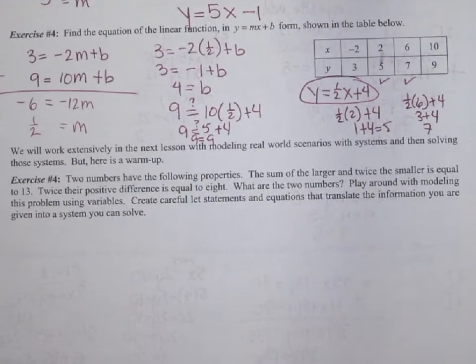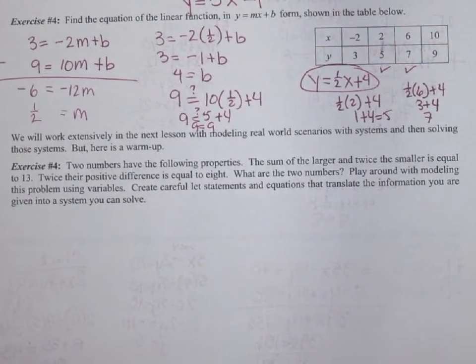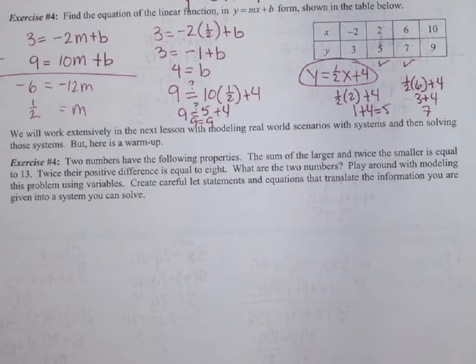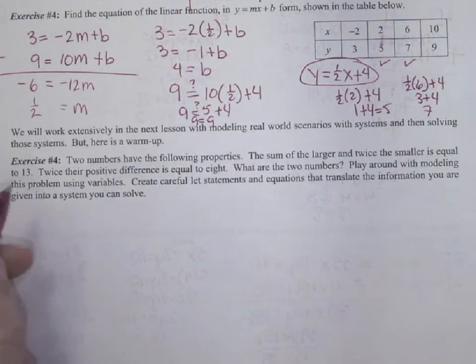All right. The next lesson is going to deal a lot with modeling real-world scenarios, but this is just kind of a little one to get you to practice. So two numbers have the following properties. The sum of the larger and twice the smaller is equal to 13. Twice their positive difference is equal to 8. What are the two numbers? So how can we model the problems? And we need to be really careful in determining what our variables should be.